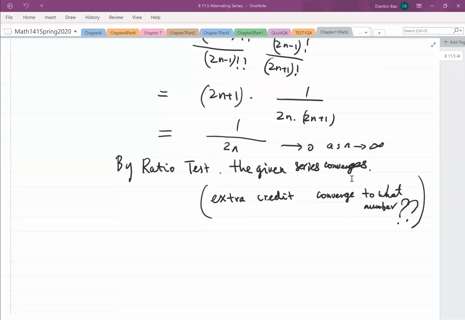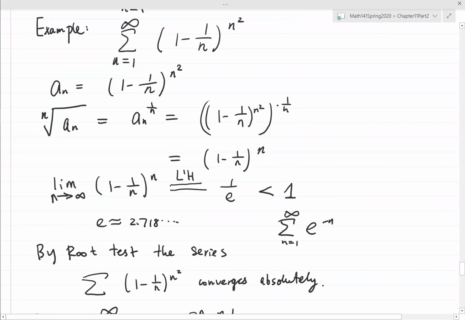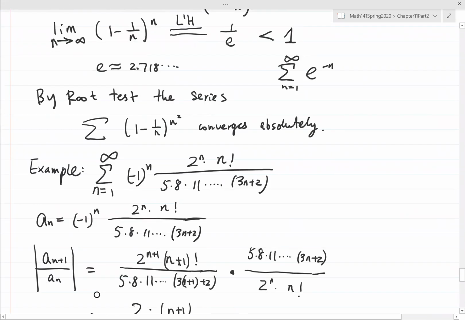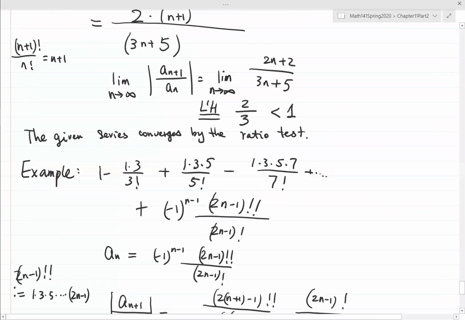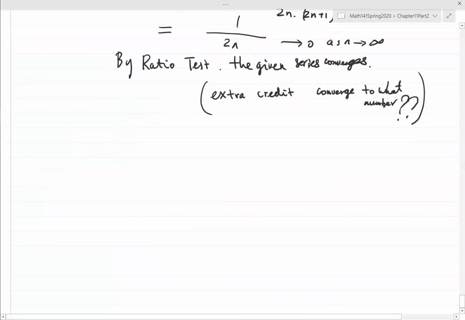All right, let's continue from where we left off last time. Last time we talked about the ratio test, root test, and absolute convergence. Right now, let's do a summary of what tests we use to determine whether a series converges or diverges.